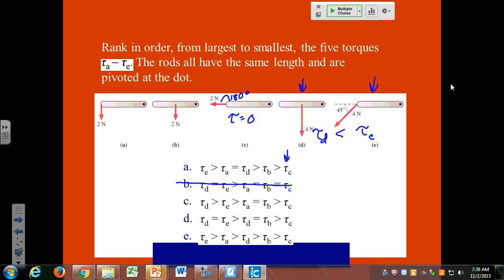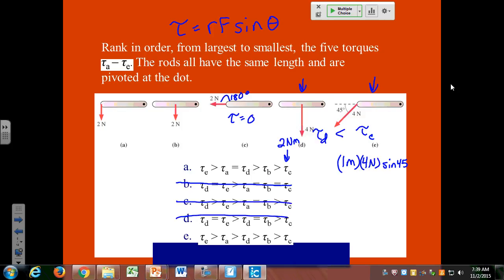Remember, this goes back to torque being r F sine theta. That is the definition of the magnitude of a cross product. So the torque here is going to be, let's say it doesn't give the distance, we'll just say 1 meter times 4 newtons times the sine of 45. And that's bigger than 2 newton meters, which would be here, 4 newtons times 1/2 a meter. So that gives us E is the biggest. That gets rid of C and D. And then it's a matter of whether it's A or E.